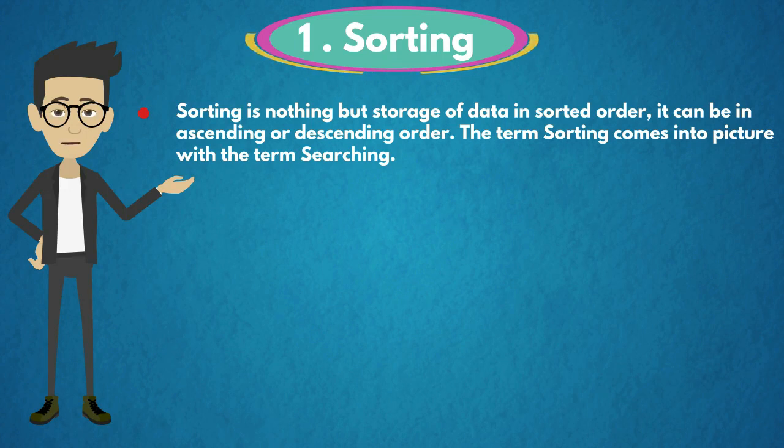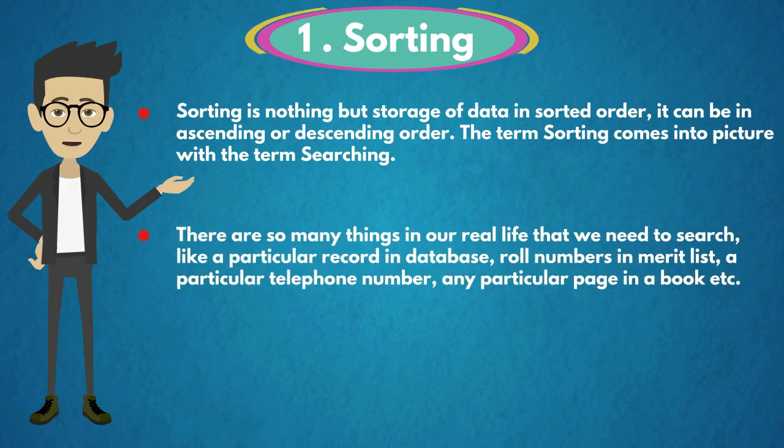The term sorting comes into picture with the term searching. There are so many things in our real life that we need to search, like a particular record in database, roll numbers in merit list, a particular telephone number, any particular page in a book, etc. These are the examples of searching. As the term sorting comes into picture with term searching only, the efficiency could be measured in terms of memory usage, time taken to sort, CPU usage, etc.